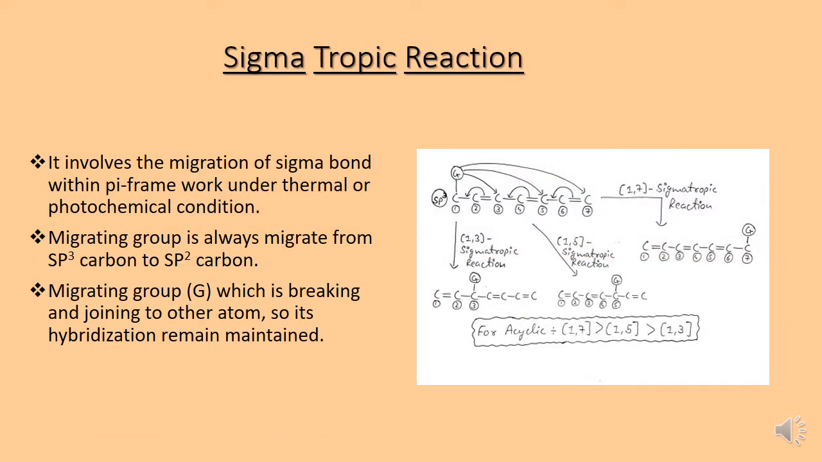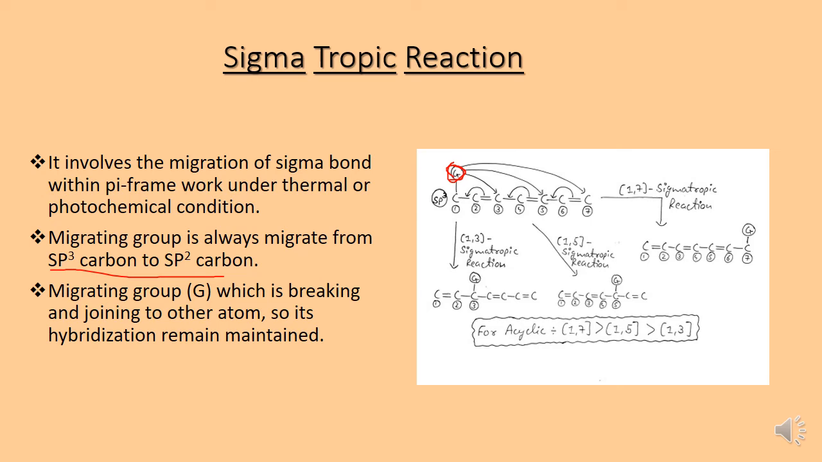Next one is sigmatropic reactions. It involves the migration of a sigma bond within a pi framework under thermal or photochemical conditions. The migrating group always migrates from an sp3 carbon to an sp2 carbon. Here I am taking the migrating group as G. The migrating group is breaking and joining to other atoms, so its hybridization remains maintained. Here group G is on an sp3 hybridized carbon attached to carbon number 1.